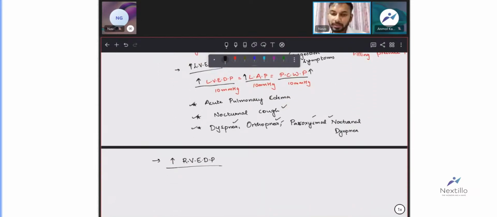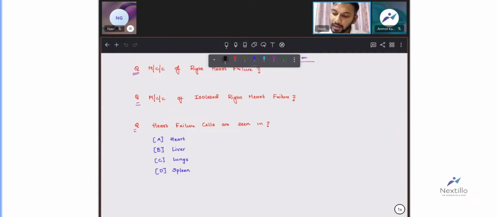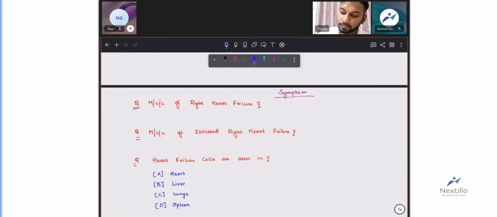What will happen when RVEDP is increased? It is causing diastolic failure of the RV. So here, right ventricular failure is caused by left ventricular failure. This is what happens in most people, which is why we started with LV failure. So the answer to the question, what is the most common cause of right heart failure? It is always left heart failure. Left heart failure itself is causing the right heart failure.